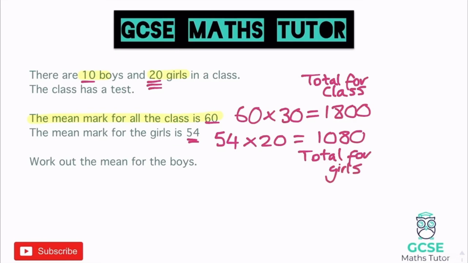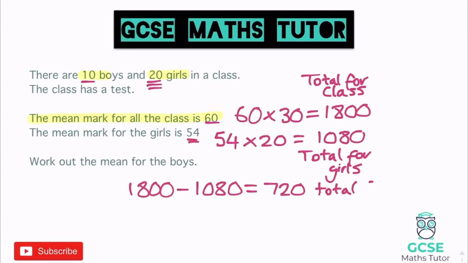Right, so thinking logically about the information that we've got here, we've got a class of boys and girls. It says the total for the class is 1,800, the total for the girls is 1,080. So logically we can work out now the total for the boys, we can subtract those away from each other. So 1,800, take away 1,080, and let's write that down. There we go, take away 1,080, leaves us with 720. There we go, and that's the total for the boys. Let's label that up, total for boys.